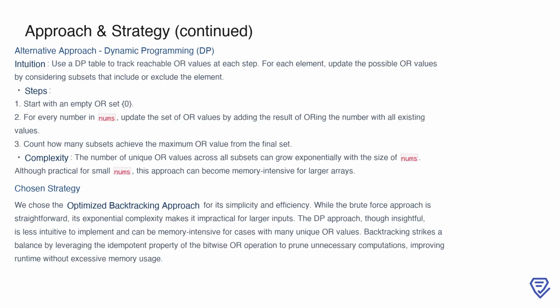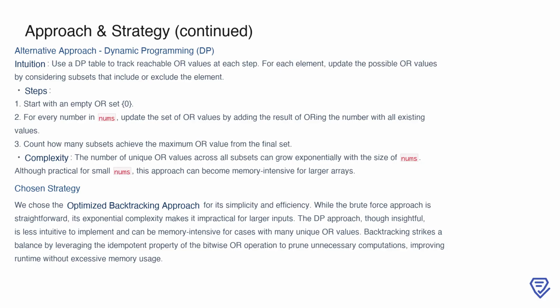Another approach worth considering is dynamic programming, which uses a table to track reachable OR values at each step. The idea is to iteratively update the set of possible OR values as we process each number in the array. We start with the OR set containing only 0. For each number in nums, we calculate new OR values by combining the current number with all existing values in the set, effectively simulating the inclusion of the number in various subsets. At the end of this process, the highest OR value in the set represents the maximum achieved, and we can count how many subsets contribute to this maximum.